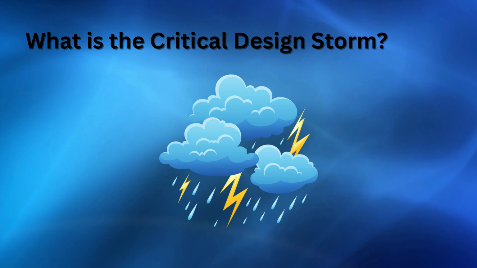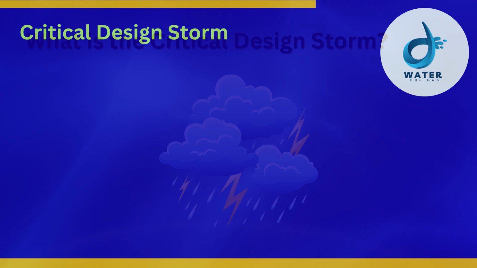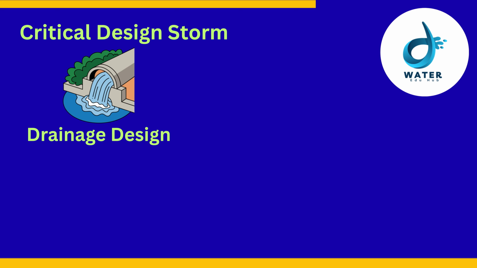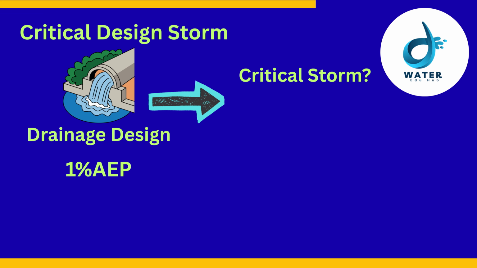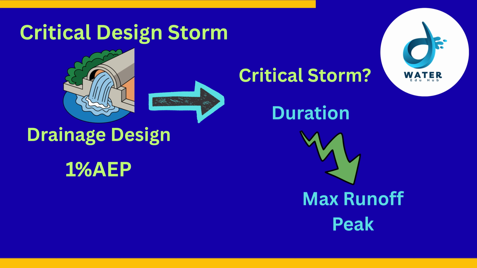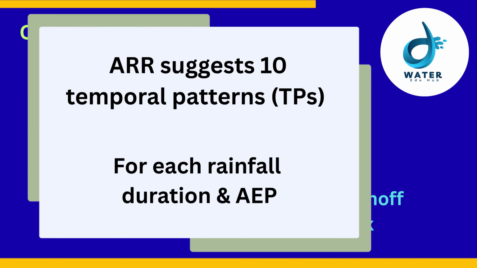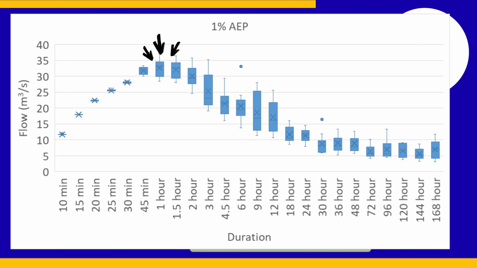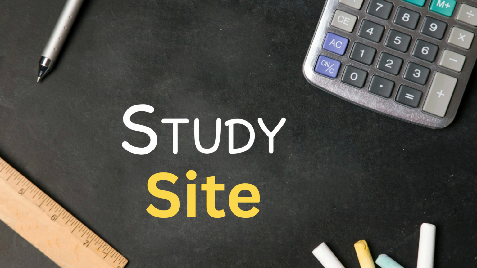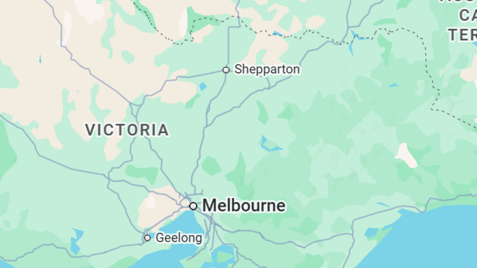Stay with me. First, let's define what we mean by critical design storm. Imagine we are designing a drainage asset for a one-percent AEP rainfall event. The critical storm is the rainfall duration that produces the highest runoff peak. Since multiple temporal patterns are considered, we select the duration that yields the largest median peak flow across those patterns for that specific duration.